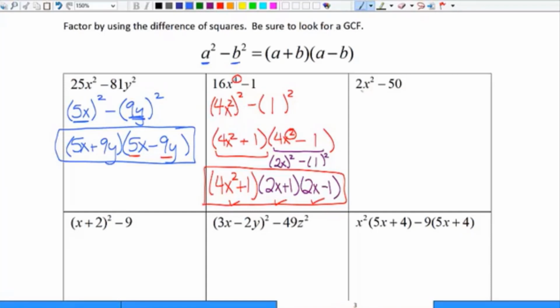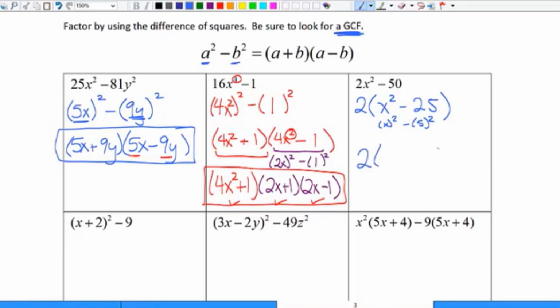On my next problem, I have 2x squared minus 50. Now, 2 and 50 are neither of those numbers in my list of perfect squares. So this is a dead giveaway that we might be needing to look for a GCF. So when I factor out a GCF, I'm getting 2 out of both of the terms, which leaves me with x squared minus 25. And x squared minus 25, that is a difference of squares. That's x being squared on the first term, and 5 being squared on the second term.